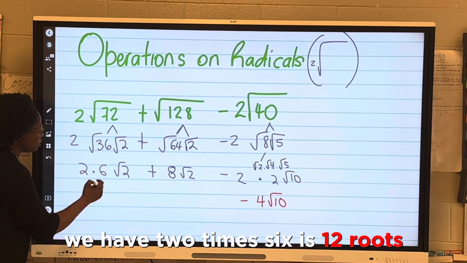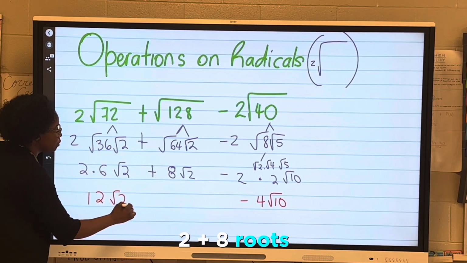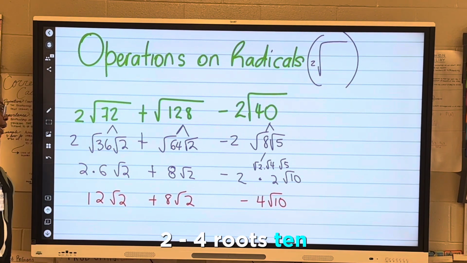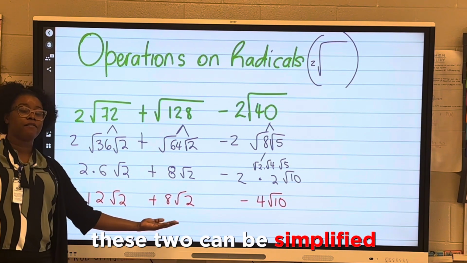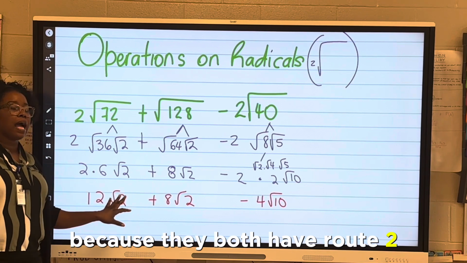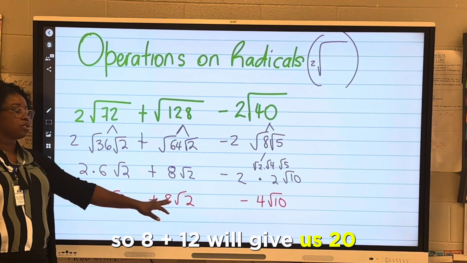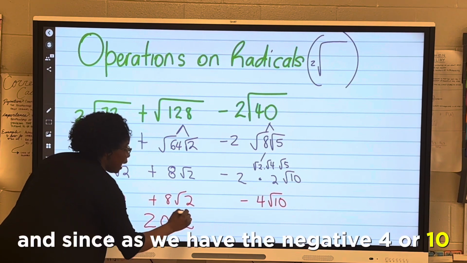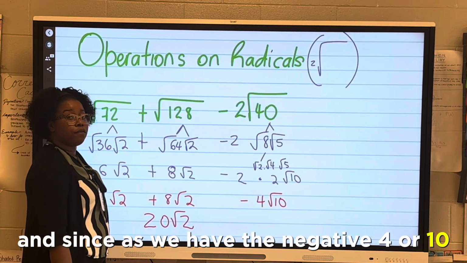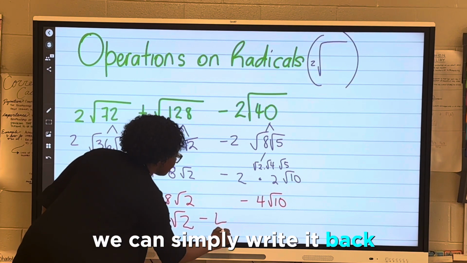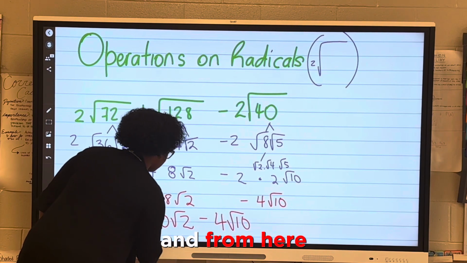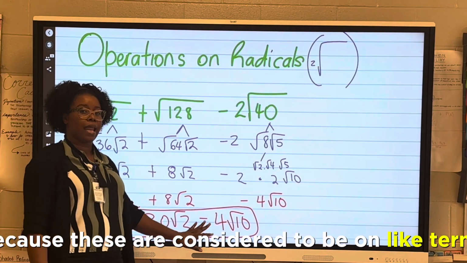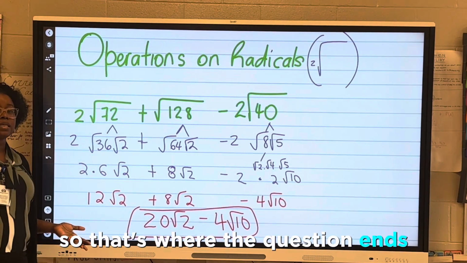We have 2 times 6 is 12 root 2, plus 8 root 2, minus 4 root 10. These 2 can be simplified because they both have root 2 attached to them. So 8 plus 12 will give us 20, so that's 20 root 2. And since we have the negative 4 root 10, we can simply write it back. From here, we cannot go any further because these are considered to be unlike terms. So that's where the question ends.